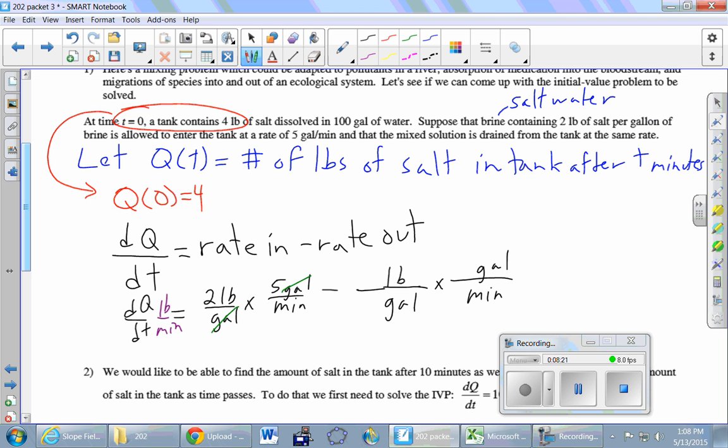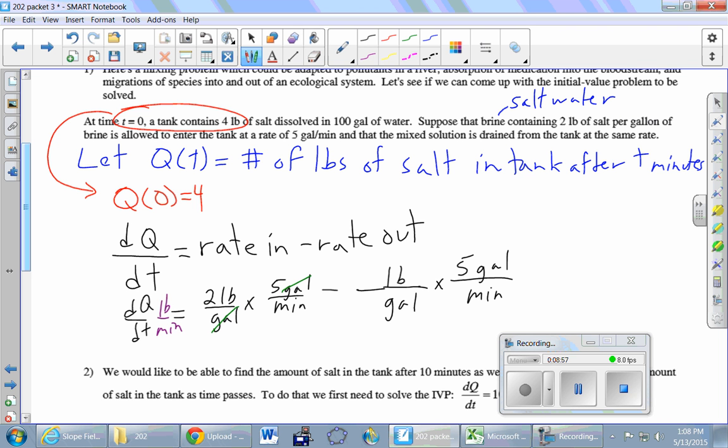5 gallons per minute is still the same on the way out, right? So this is still a 5 gallons per minute leaving. It's that first guy that's the tricky part. It's the number of pounds of salt per gallon. The thing that's tricky here is that it's changing, right? The number of pounds per gallon, the concentration of salt in the tank changes at every moment of time. Brendan? Okay. It's going to have a variable in it.